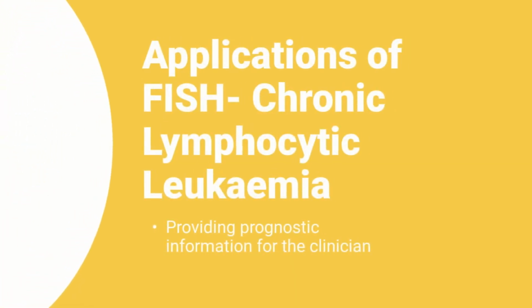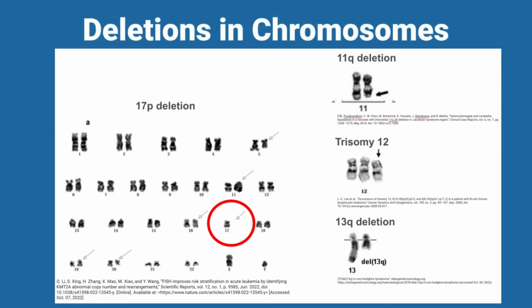Fluorescent in situ hybridization, or FISH, can be used for classification of genetic syndromes. FISH works with the FISH probes to provide prognostic information for the clinician. One of the applications of FISH is to classify leukemia under Döhner hierarchical classification. Döhner hierarchical classification is used to categorize and identify deletion in chromosome 17, together with deletion in chromosome 11, trisomy 12, and deletion in chromosome 13.